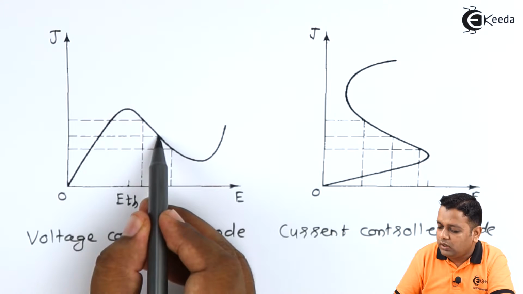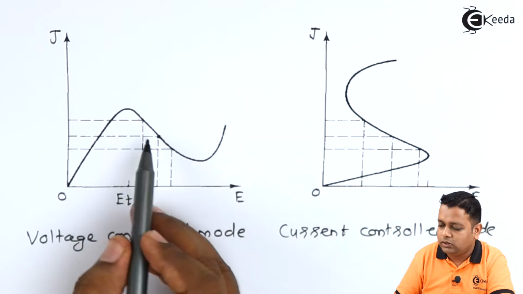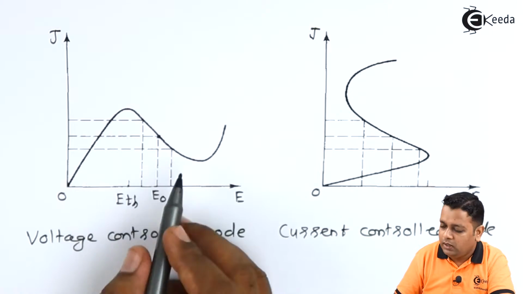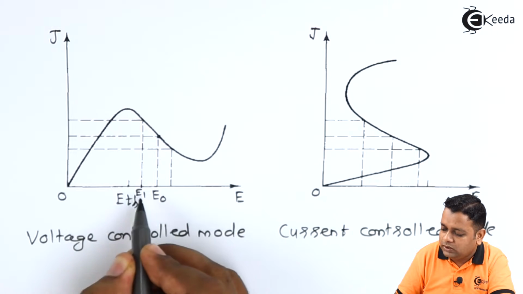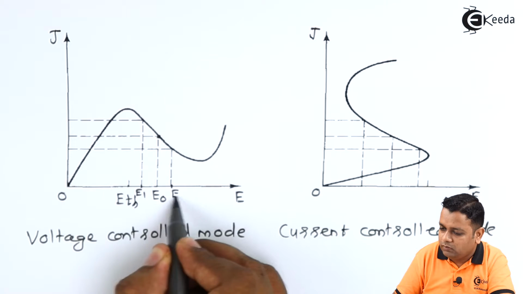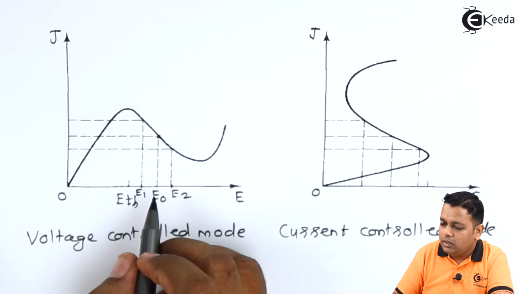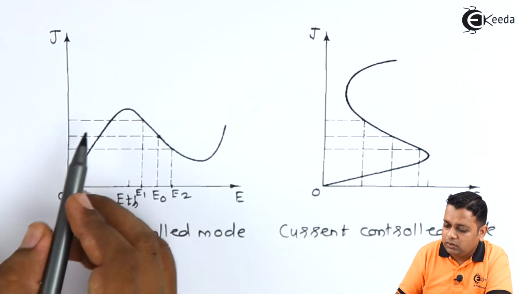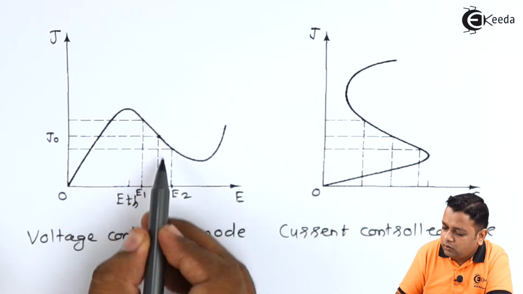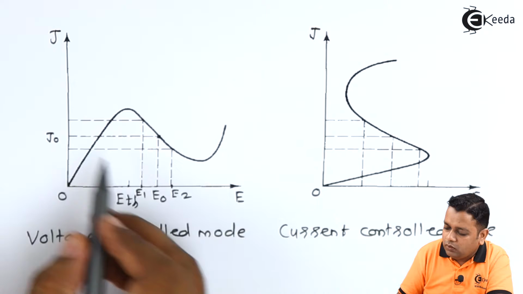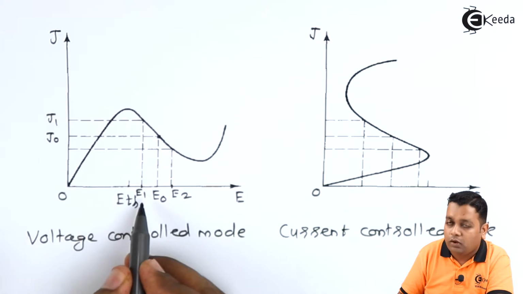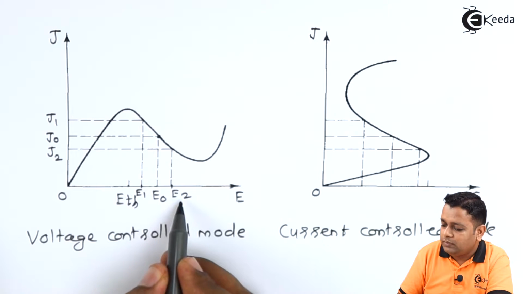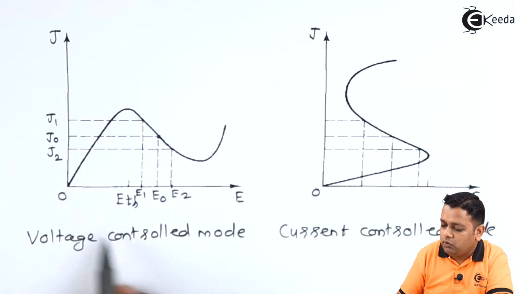On this curvature, if you take the center point for this particular slope, we can mark this as the value of E suffix 0 here. Let us say this is the marking of E suffix 1, and let us say this is the marking of E suffix 2 here. Similarly, on the vertical axis, we can make the markings of J suffix 0 across the marking of E suffix 0. We can obtain J suffix 1 across the marking of E suffix 1, and then J suffix 2 across the marking of E suffix 2 here. So this is for the voltage control mode.